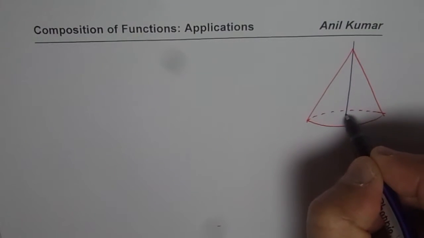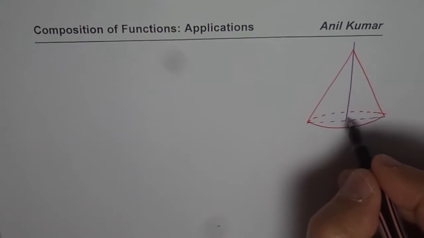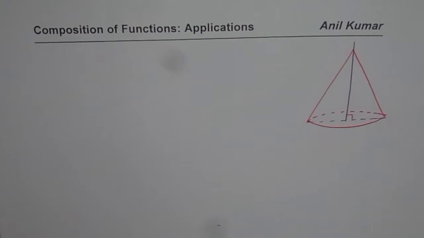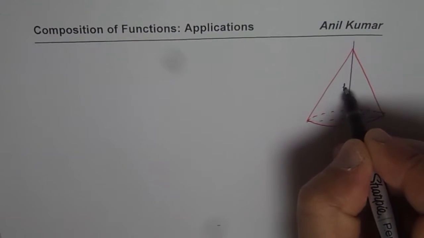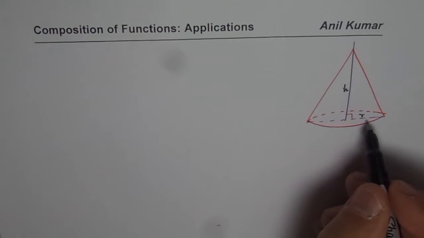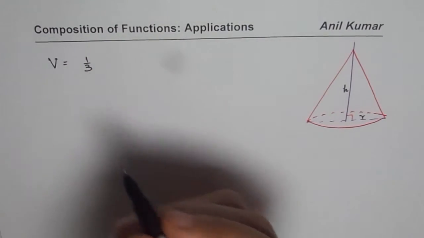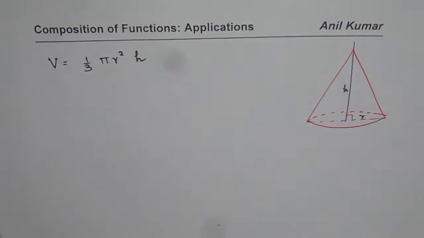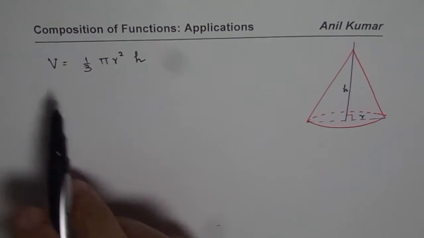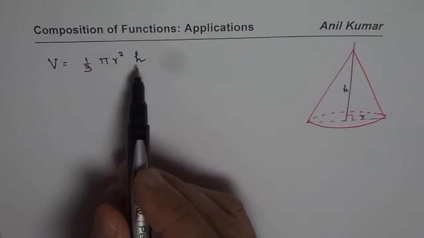So let me just draw a cone like this, and that is kind of the center, and this is at right angles. In any cone, most of the time we know two dimensions. One is the radius, and the other one is the height. Now depending on radius and height we have the formula for volume. So we say volume V equals 1 over 3 pi r square h, where r is the radius and height is h. So this particular relation, volume of a cone as 1 by 3 pi r square h, is a relation in two variables.